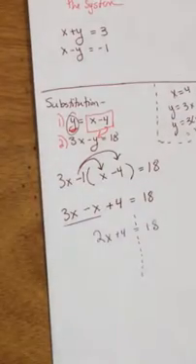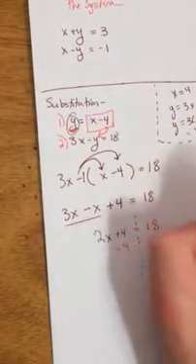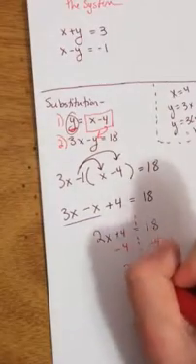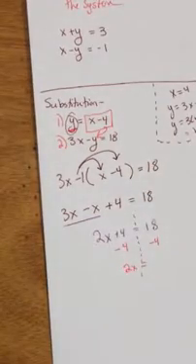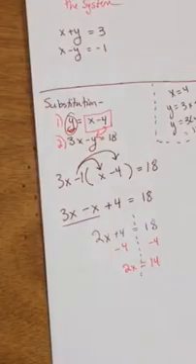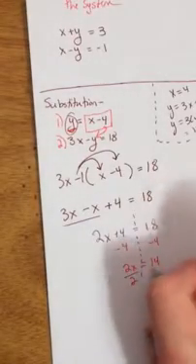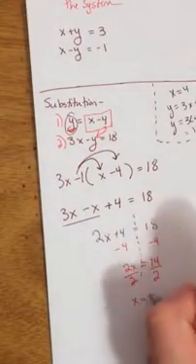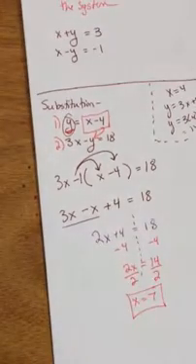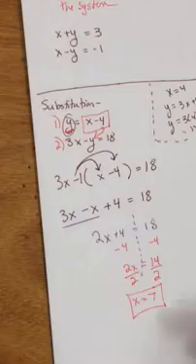And now this is a regular two-step equation. I'm going to subtract 4. So I get 2x equals 18 minus 4, which is 14. Then I'm going to divide both sides by 2. So I get x equals 7. Now you should be thinking to yourself, are we done? And the answer should be no.